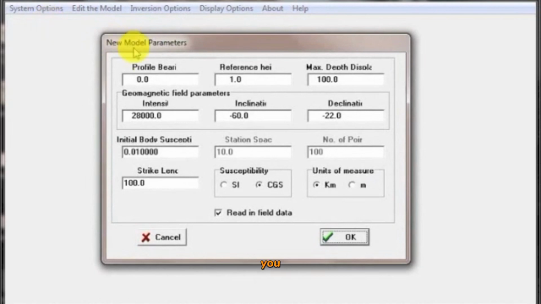Okay, so it says to you top left, profile bearing. So 0 means that you're going towards north, which is fine. Next one, reference height is 1, that's 1 meter, so that's if you're holding the magnetometer. Third one, maximum depth to say 100, you can leave that, that's fine.